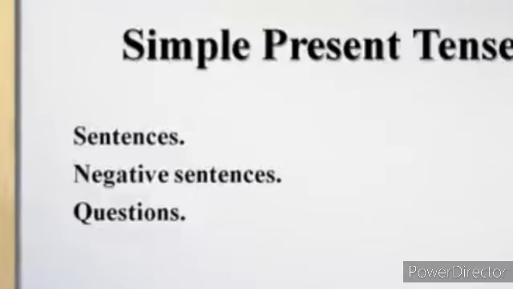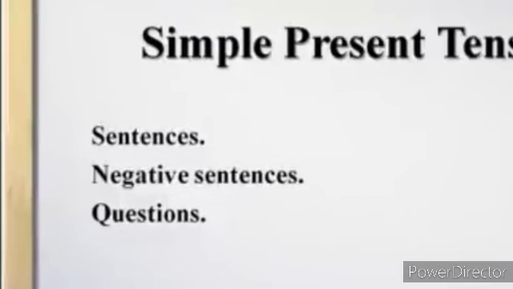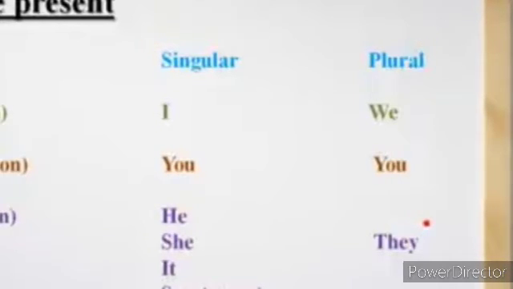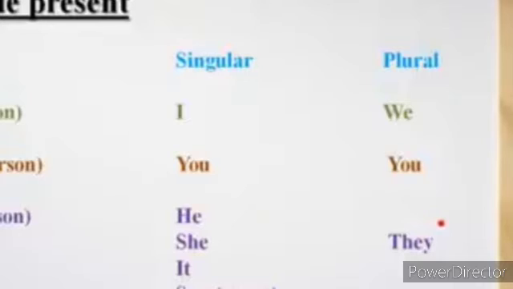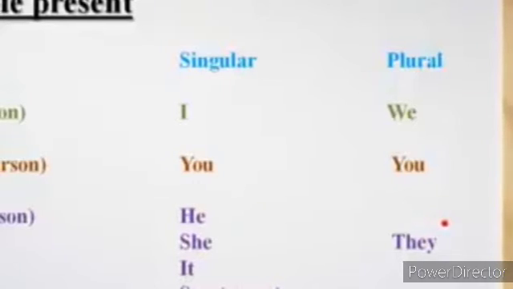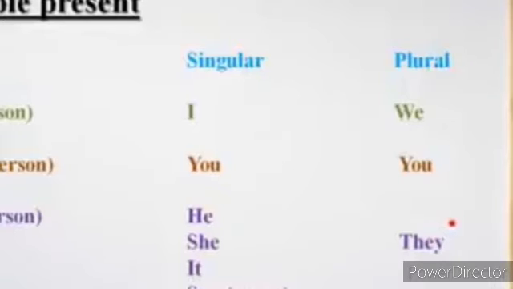So let's see the sentence. As I told you, you can see here first person, second person and third person. What is first person, second person and third person? The first person is the one who speaks, like in singular form we use I and in plural we use we. Who is second person? Second person is whom the first person is talking to. In singular we use you and in plural also we use you.